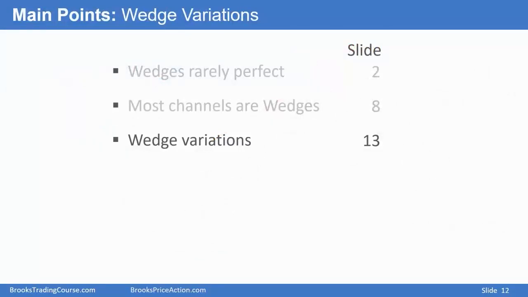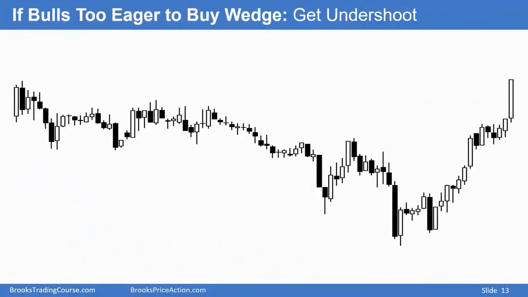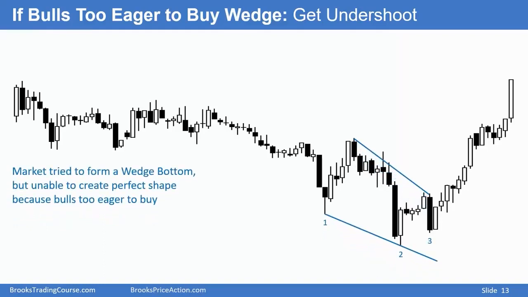I'm now going to talk about different types of wedges. Take a look at this. We have clearly a bear breakout and a second leg down, but here we have a bear breakout as well, but it formed a higher low. This, in fact, is a type of a wedge pattern.